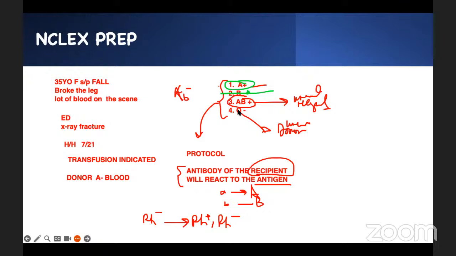O does not have antigen, but it has antibody A and B. It can react with A, so it cannot get blood from it. So the only two people are the AB positive and A negative. Those are the ones that can receive blood from this patient.